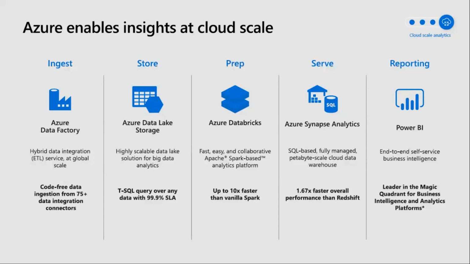So, and then in the serve phase, you can have Azure Synapse Analytics. Azure Synapse Analytics is a SQL based, fully managed petabyte scale cloud data warehouse, which you can use for your OLAP requirements, and it is 1.67 times faster than the Amazon Redshift. Then you also have Power BI for your self service business intelligence BI requirements.